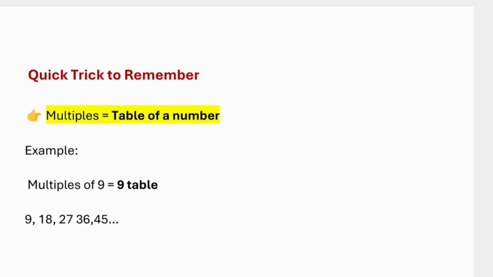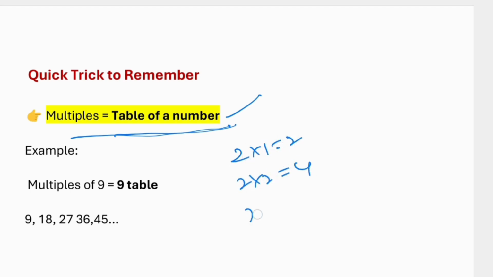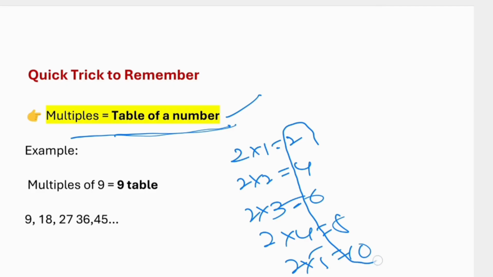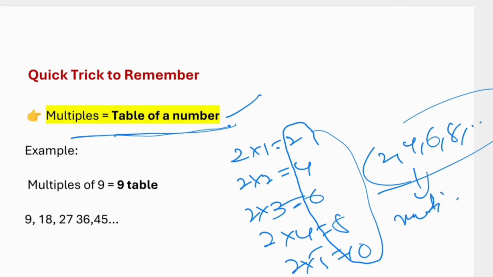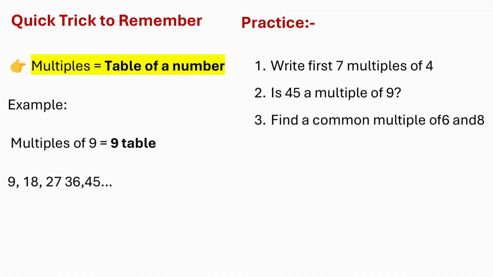Easy way to remember the multiples: multiples are equal to the table of a number. Simply remember, multiples are the table of a number. For example, we can write the multiples of 2. Therefore, 2 into 1 is equal to 2, 2 into 2 is equal to 4, 2 into 3 is equal to 6, 2 into 4 is equal to 8, 2 into 5 is equal to 10. Here we get the result 2, 4, 6, 8 and so on. These are called multiples of 2. So we can find every number's multiples through the table of that number. Is it clear?